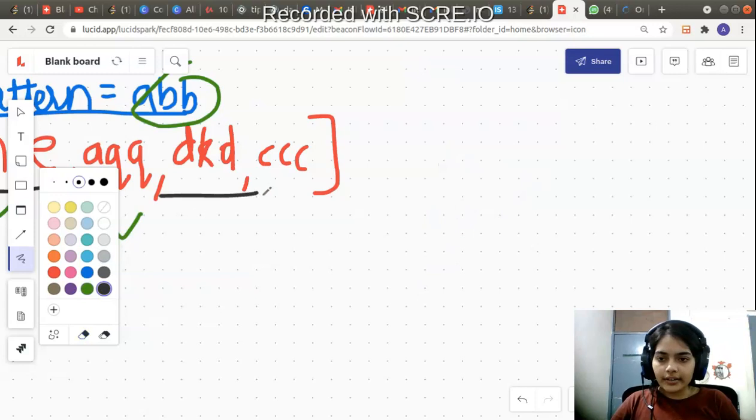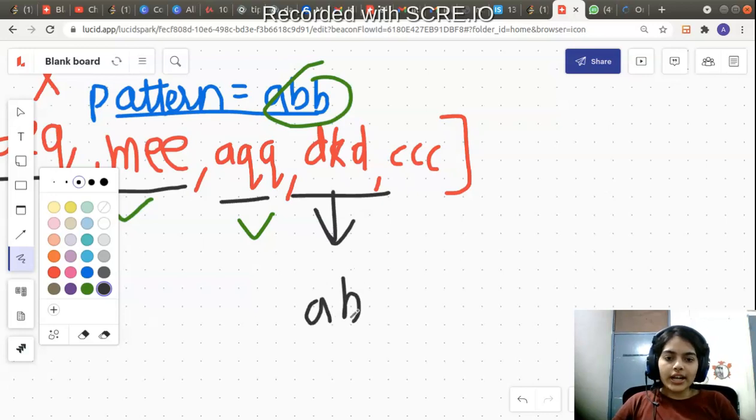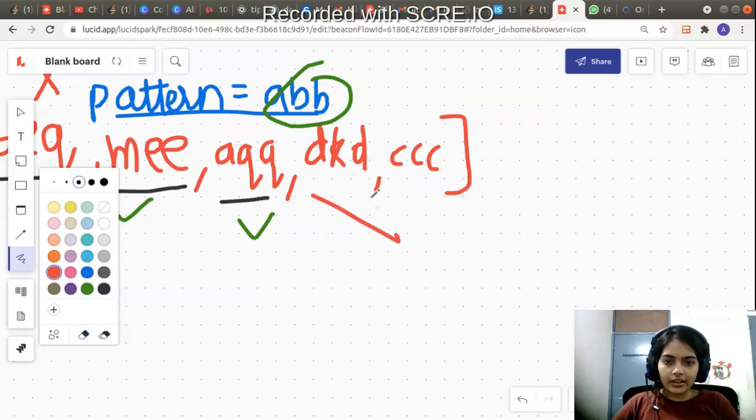Let's go forward to the next word, DKD. Is DKD satisfying the pattern? So you see that it is not satisfying the pattern because the last two characters should have been same, but they are not the same. So we will say that it is not satisfying the pattern.